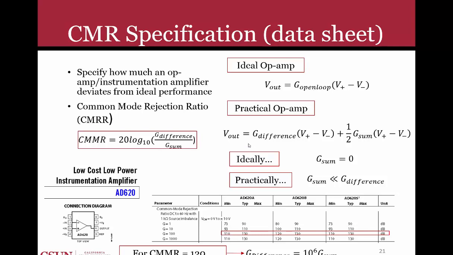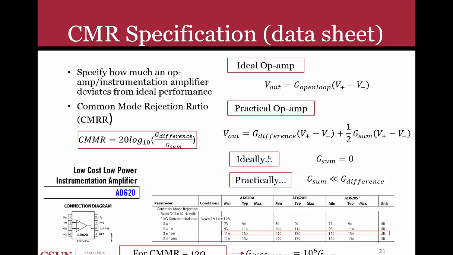But in all practicality, for real op amps, V out, again in an open loop configuration, is equal to G difference, so this differential gain, times V plus minus V minus, so that's the non-inverting minus the inverting, plus 1/2 G sum, which is another open loop gain, times again the sum of the voltages at the non-inverting and the inverting. In an ideal world, if you want the op amp to be just like an ideal op amp, G sum would be very small, or at least 0 in this case. That would give you the same equation on top and bottom here.